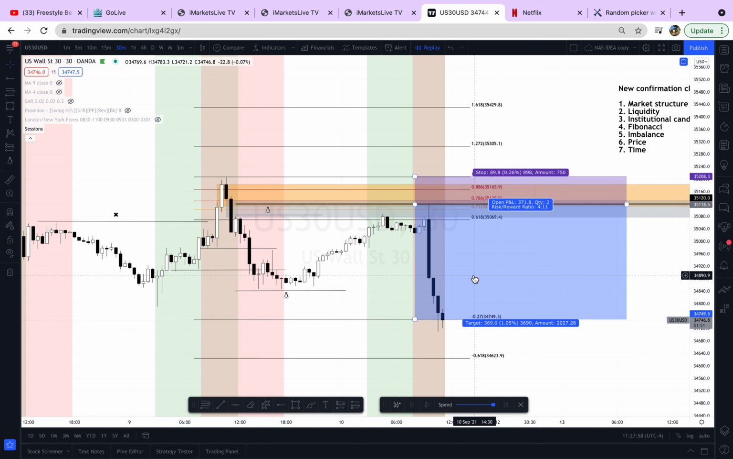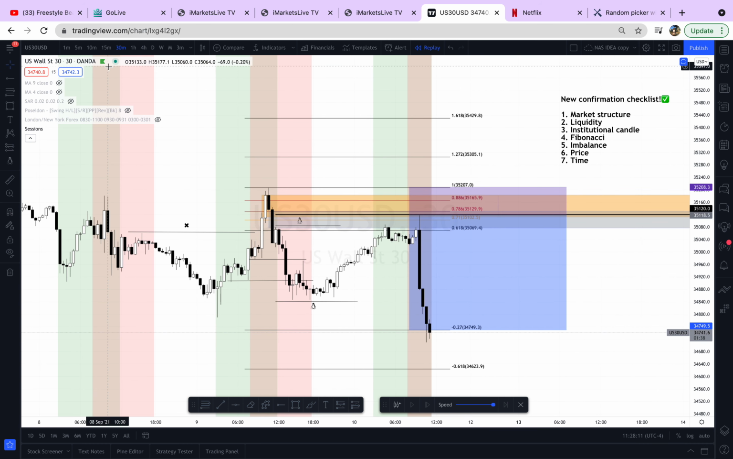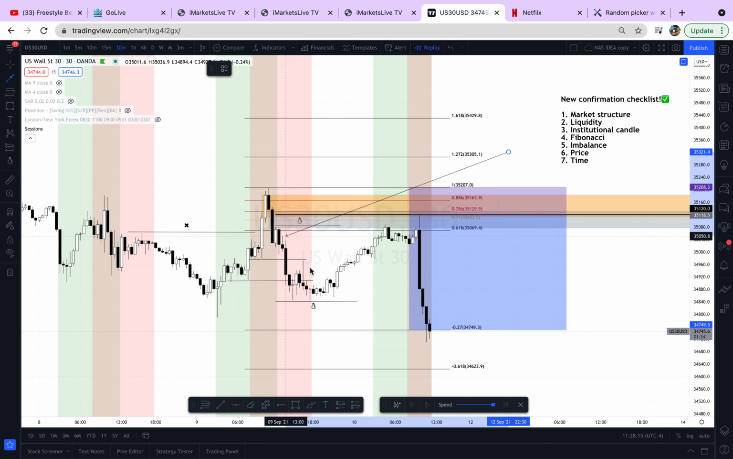Mitigated into our institutional candle, filled in the imbalance, pushed up into our bank level, and it also activated in New York session. Okay, and we understand basic market structure. What happens? We have a high, a low, a lower high, and now the new lower low has been created. So this is how you can incorporate this 7-step confirmation checklist to run up the bag.